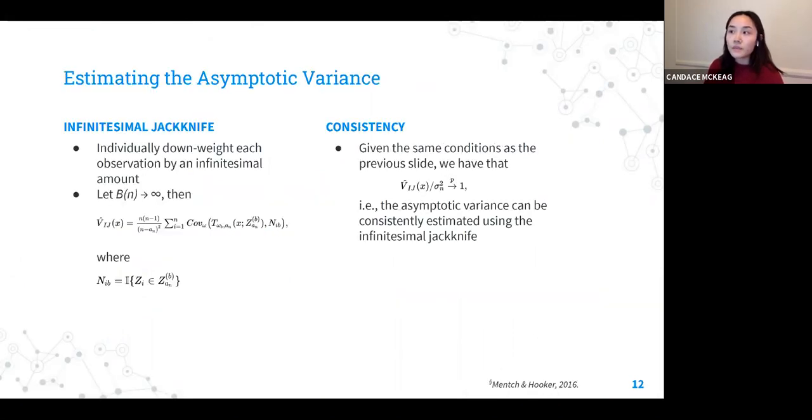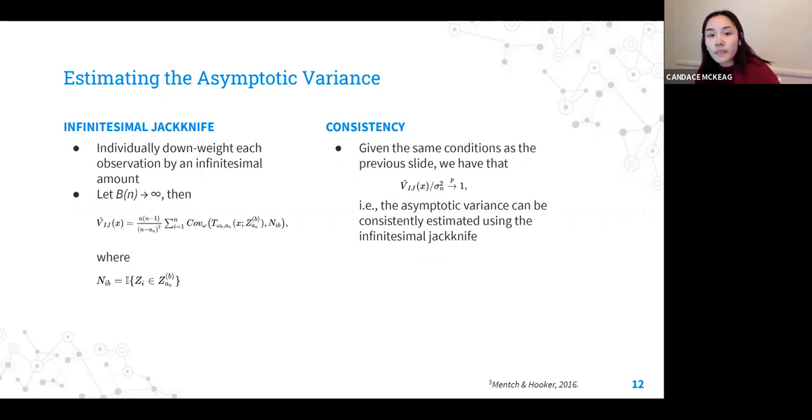So since we now know the asymptotic distribution of the random forest, we can try to estimate the asymptotic variance. We can do that using the infinitesimal jackknife, which is a version of the ordinary jackknife. But instead of omitting one observation at a time, we assign each one a weight and slightly downsample each observation, or downweight each observation by an infinitesimal amount.